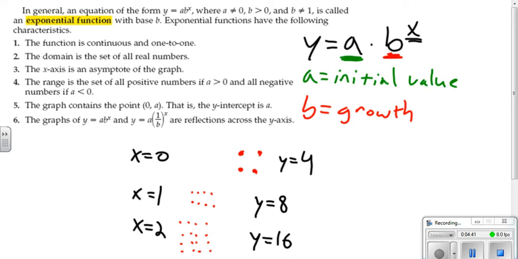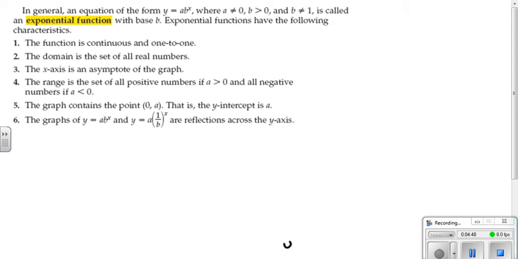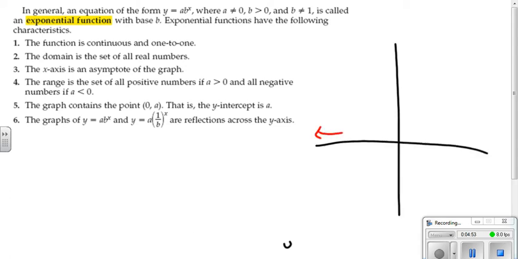So things about exponential functions, they're continuous and they're one-to-one. By continuous, we mean that there's never really a break in them. So if we had our graph here, it continuously moves. If we had one of those step functions, those break.